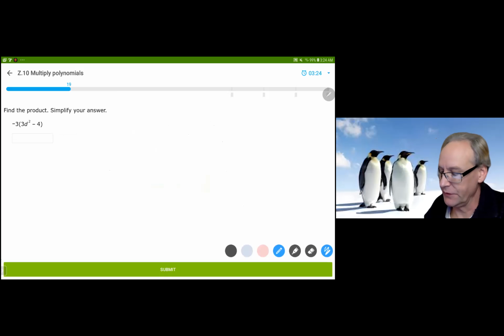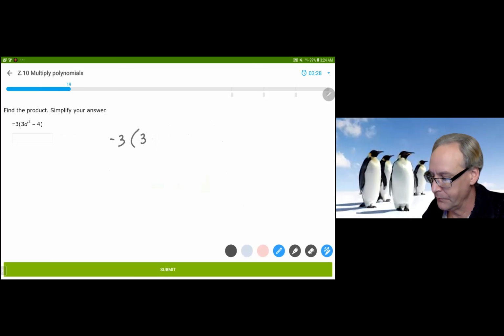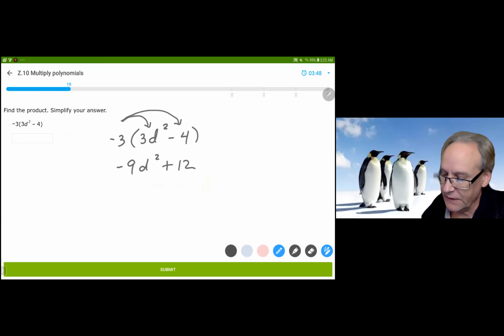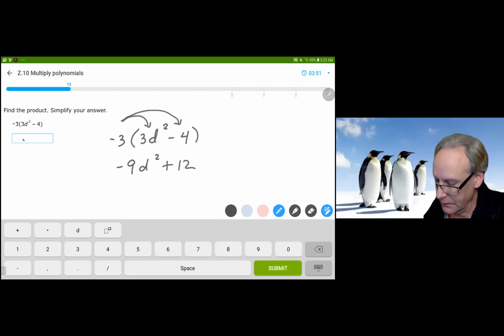All right, we're going to distribute this. I'm going to go ahead and write it out. Now, I may not continue writing if it's just a monomial. We're multiplying and multiplying. That is negative 9d squared. Notice it's 3 times 3 is 9. And negative 3 times negative 4 is a positive 12. Like I said, really easy to make a mistake on these. Negative 9d squared and plus 12.